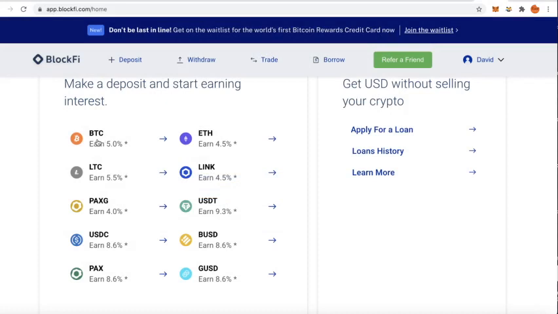But for example, with Bitcoin, you'll earn 5% if you lock it up in there. Ethereum 4.5%, Litecoin 5.5%. You can see here Chainlink 4.5%. So you can get some good returns if you're an investor and you want to just hold, which I do personally. In my investment opinion, that is the way to go forward. Just hold your tokens, wait a few years, 5 years, 2 years, 3 years, whatever you can afford to wait. Don't ever invest what you can't afford to lose.